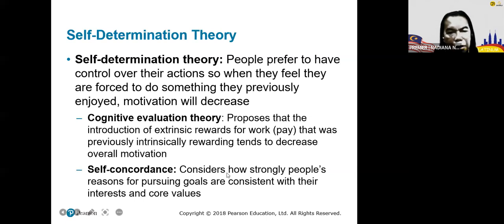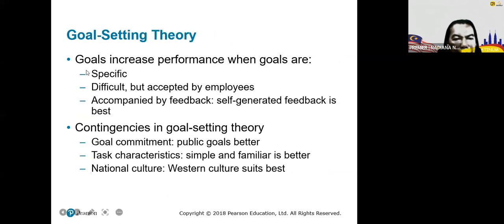Self-concordance considers how strongly people's reasons for pursuing goals are consistent with their interests and goals. This is what they call self-concordance. That is being congruent. They have a reason to achieve a goal, but it needs consistency with their interests. The interests must be similar, and the core values must be similar to their personality. The goal-setting theory says goals increase performance when goals are specific.